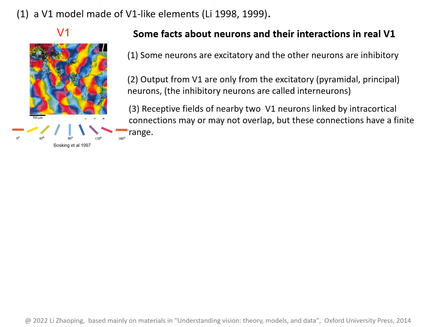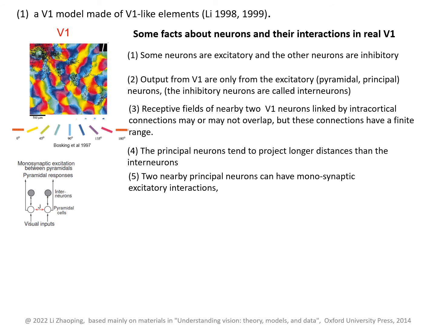The inhibitory neurons are also called interneurons, since they do not project outside V1. When two V1 neurons interact by intracortical interactions, the two corresponding receptive fields may or may not overlap with each other, but they are not far from each other, since the axons from a neuron only project within a finite distance, typically within a few millimeters on the V1 cortical surface. And the principal neurons tend to project longer distances than the interneurons do.